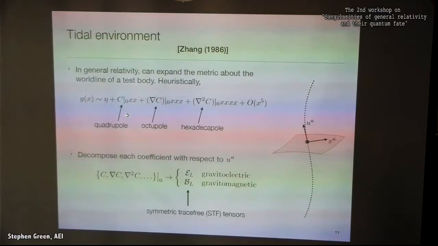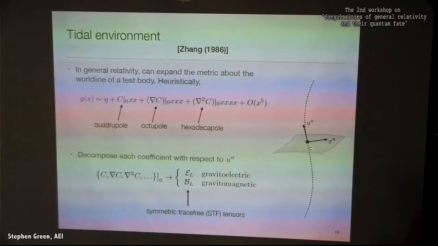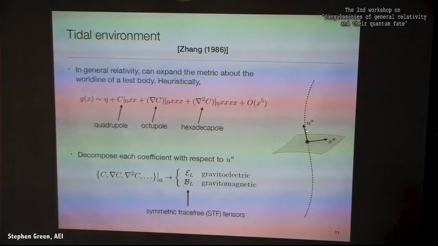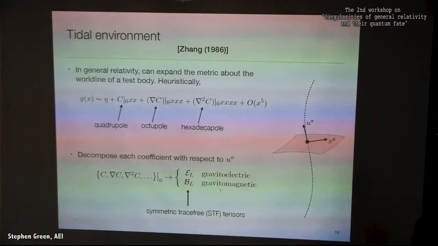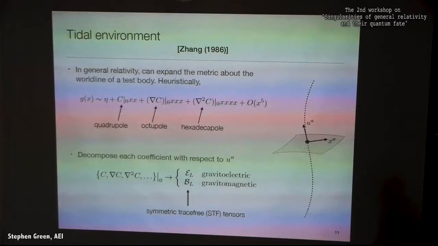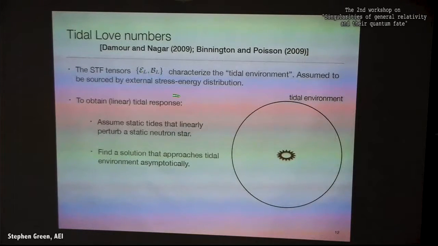But then we take each of these coefficients, each of these c's and the derivatives, and they can be decomposed with respect to the tangent vector, the forward velocity of the star that we've taken away. That gives rise to a decomposition into the gravitoelectric and the gravitomagnetic parts of the Weyl tensor. And these have an L index, which just denotes that there's a certain number of symmetric trace-free indices. So we split into the electric and magnetic parts, and that characterizes the tidal environment.